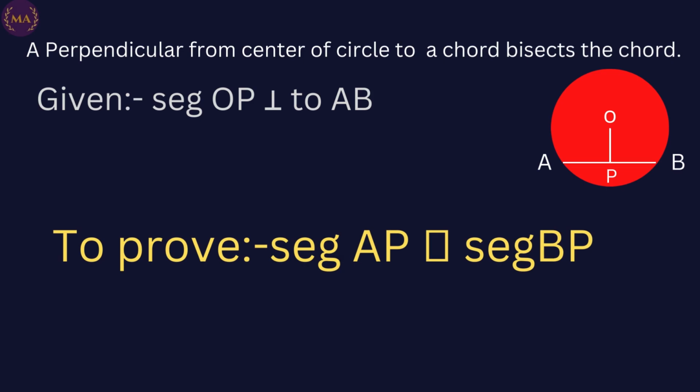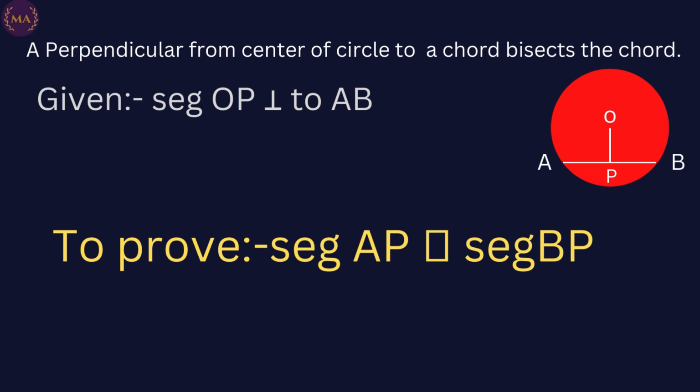So now what do I need to prove here? I need to prove that segment AP is equal to segment BP, or we also say it as seg AP is congruent to seg BP. Congruent means having the same value. Yes, we have seen this. So this is the second step that we'll do. After writing given, what are we going to write, kids? Yes, we are going to write the to prove.